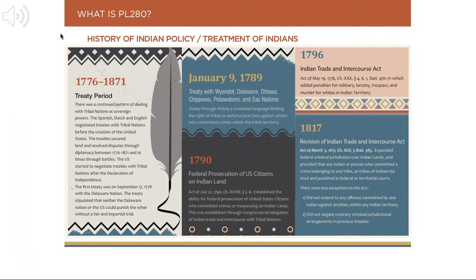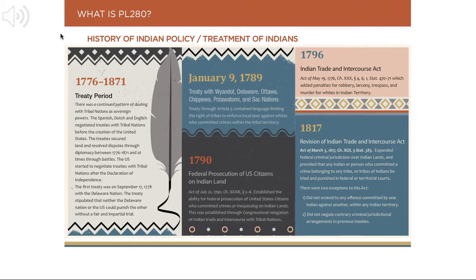PL280 is very much a product of United States history. The United States started to negotiate treaties with tribal nations after the Declaration of Independence. The first treaty was on September 17, 1778 with the Delaware Nation. The treaty stipulated that neither the Delaware Nation nor the U.S. could punish the other without a fair and impartial trial.